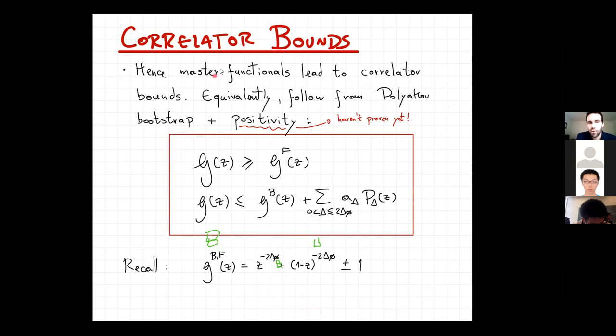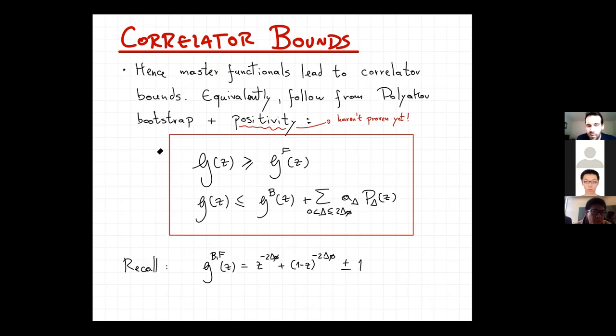So, I mean, you can think in terms of these functionals, or you could just have thought in terms of the Polyakov bootstrap. But then you need to argue positivity of the Polyakov blocks, and it turns out it's easy to show using these functionals. So we will do this in the next lecture. But so this is what we've proven. We've proven the following statement.